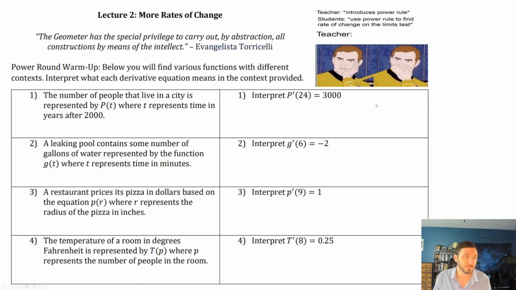So, just a big old power round here. We got all these different contexts. What I want you to do is to interpret what the derivative means in each of these contexts. So what you want to think about is the units primarily. Maybe that's the first hint I'll give you. Like what would the unit of this 3,000 be if we're talking in the context of the number of people that live in a city is represented by P of t, where t represents time after the year 2000.